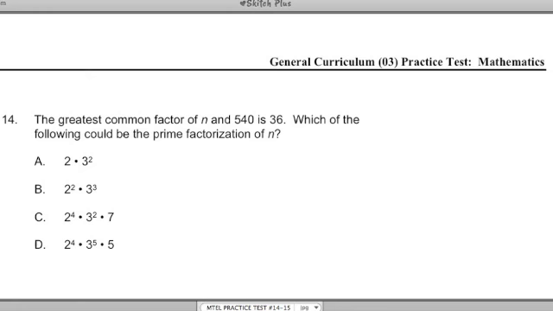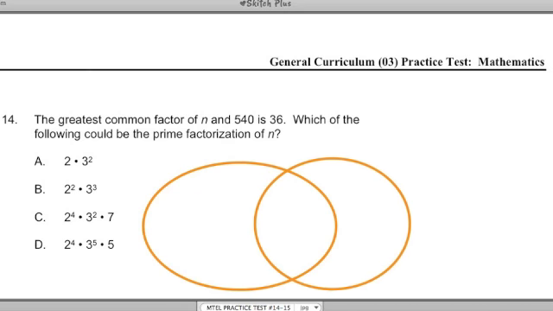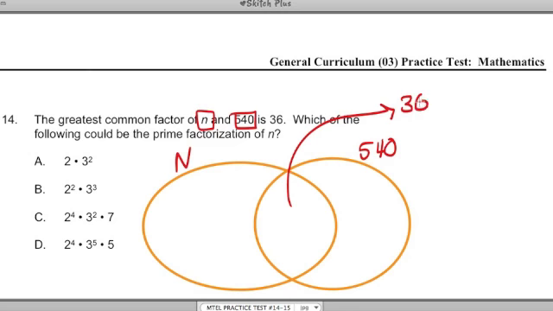So let's start here. I have these two numbers, and I'm going to represent them in the Venn diagram. This is a little tricky at first. The first number is n. We don't know what n is. The second number is 540. And all we know is that the greatest common factor of both these is 36. In other videos I have done this. This middle portion of the Venn diagram represents the greatest common factor. So both these numbers are divisible by 36.